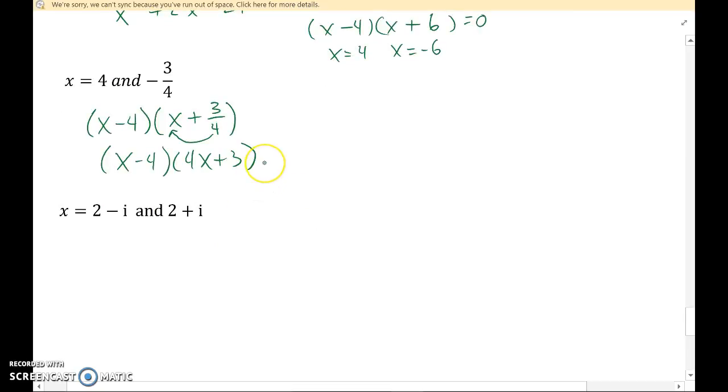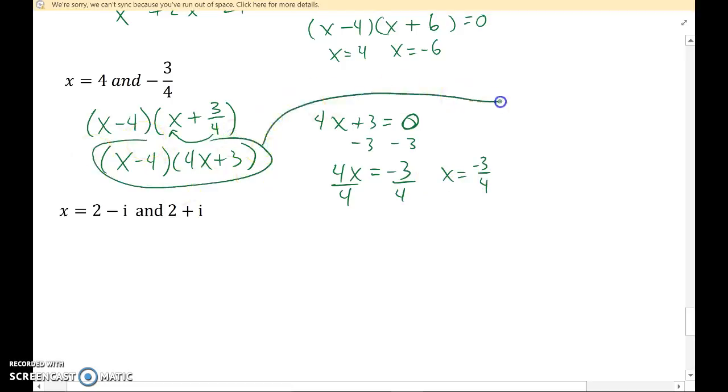The root is still negative 3/4, because if we take 4x plus 3 equals 0 and solve this, we're going to get 4x equals negative 3, and we divide by 4, we still get x equals negative 3/4. And so that's what we want to use. So if we take this over here, we have x minus 4 times 4x plus 3. And again, we use this FOIL process.